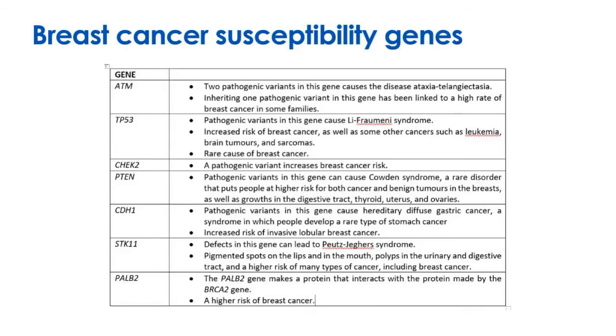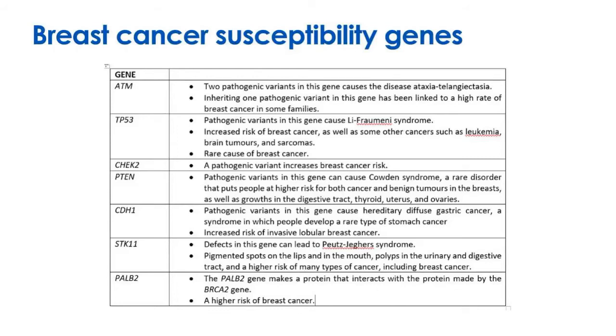The CHEK2 gene also increases breast cancer risk. The PTEN gene causes Cowden syndrome, a rare disorder that puts people at a higher risk for both cancer and benign tumors in the breast, as well as growths in the digestive tract, thyroid, uterus, and ovaries. The CDH1 gene is associated with hereditary diffuse gastric cancer, a syndrome in which people develop a rare type of stomach cancer, as well as an increased risk for invasive lobular breast cancer.